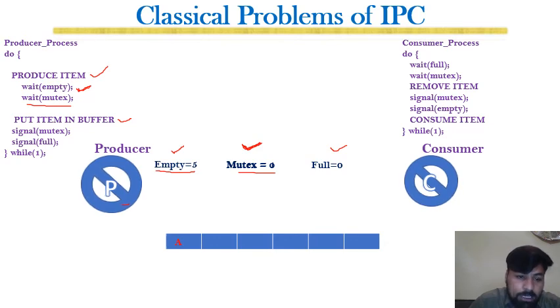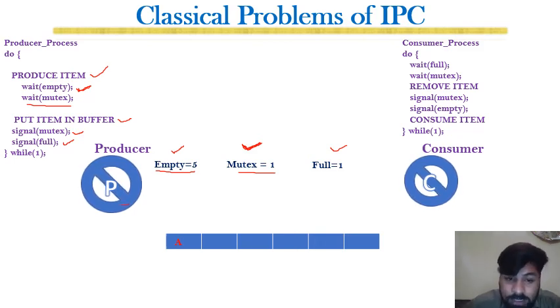Once a is placed on the buffer, another thing is signal on mutex. It will have to execute signal on mutex, so the value of mutex will now be incremented, and you can see that mutex becomes 1. And another thing is signal on full, so full will become 1. Both of them have been signaled.